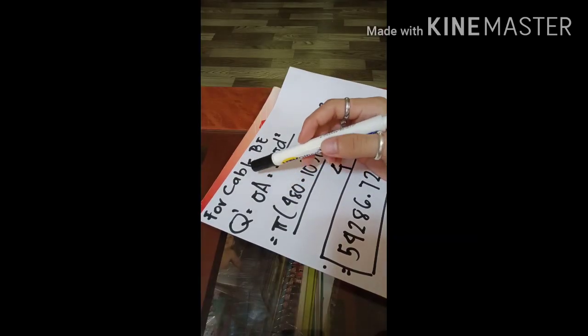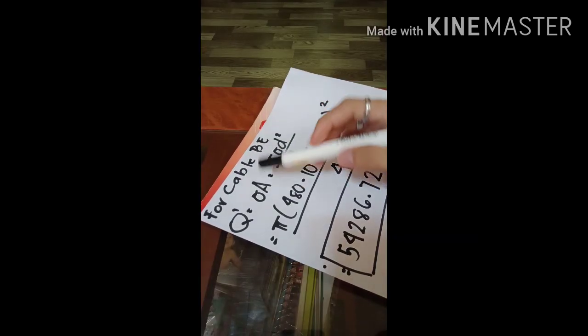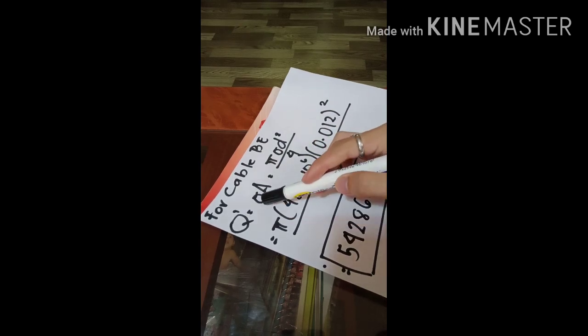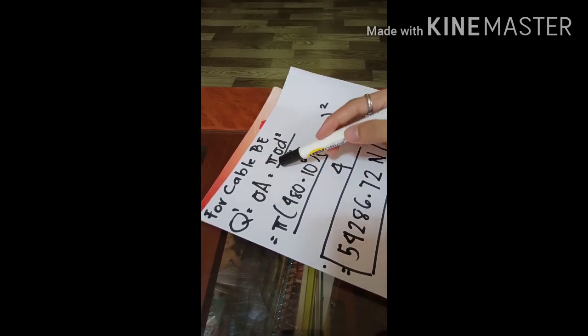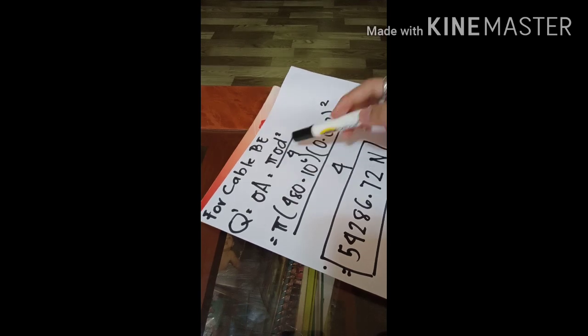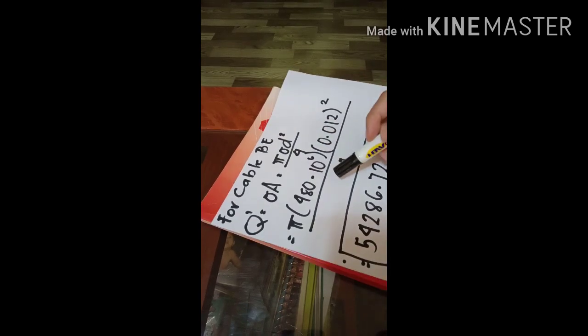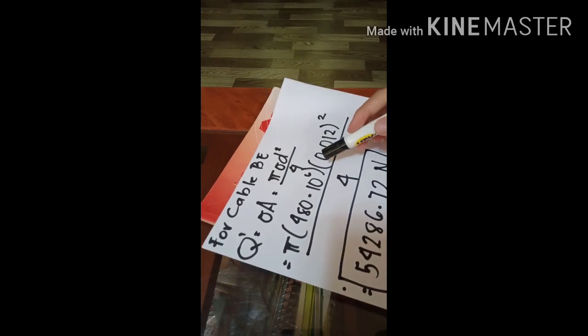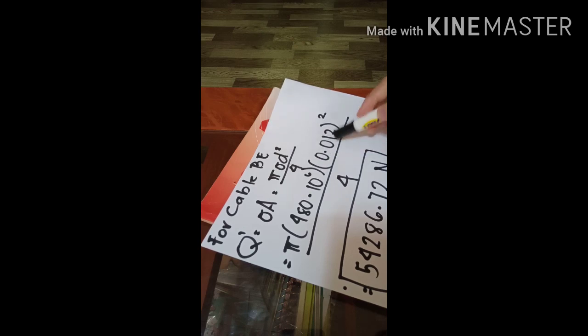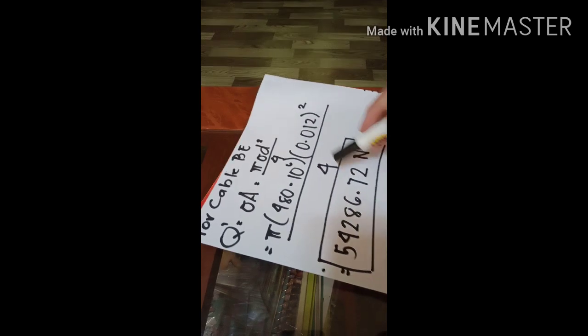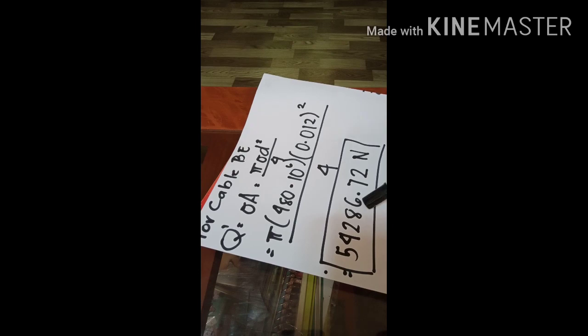And now, we are going to solve for cable BE. Q prime is equal to normal stress times A, which is equal to normal stress times pi D squared over 4. Now, we are going to substitute the normal stress and D. Pi times the quantity of 480 times 10 to the power of 6 times the quantity of 0.012 squared over 4. The answer is 54,286.72 newtons.